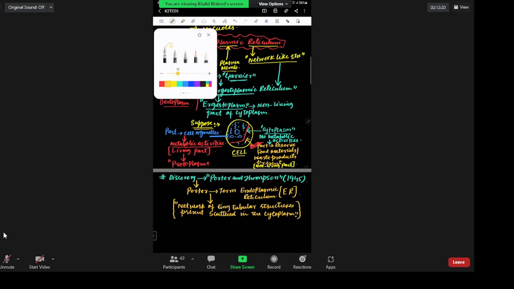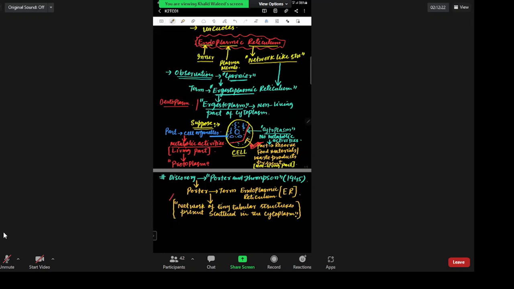This definition of ER is asked as it is in the competition, that a network of tiny tubular structures which are present scattered in the cytoplasm are which of the following cell organelles? Answer: endoplasmic reticulum. So the actual credit for the discovery goes to Porter and Thomson. Porter used the term ER for a network of tiny tubular structures, small tube-like structures, which are present scattered in the cytoplasm. This is how endoplasmic reticulum was discovered. I hope everyone is getting these things clear.